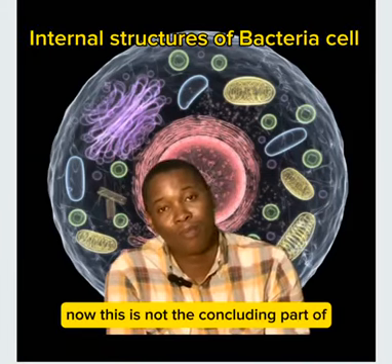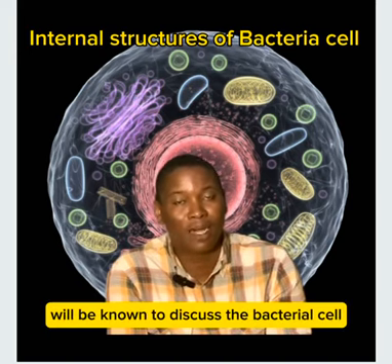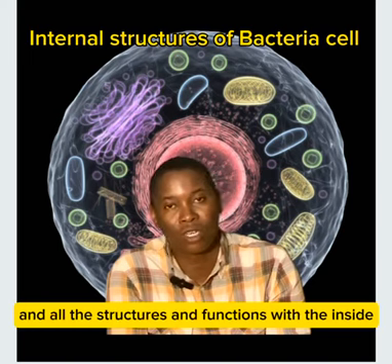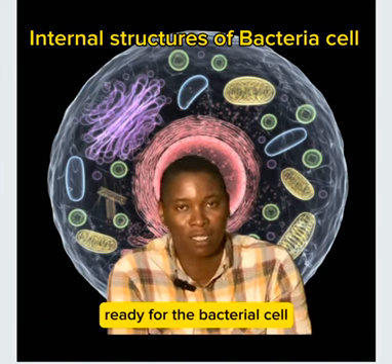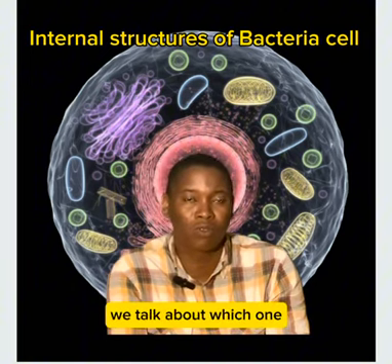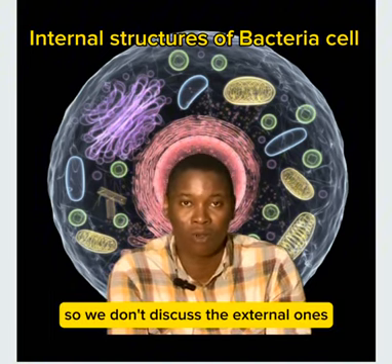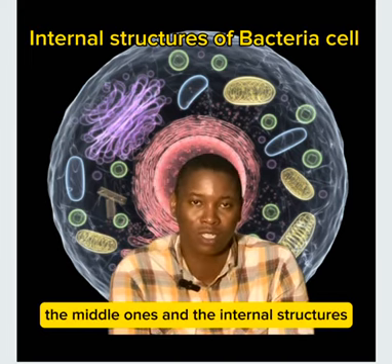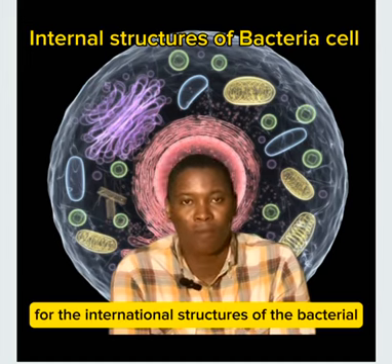Now, this is the concluding part of the three-part series where we've been discussing the bacterial cell and all the structures and functions of the different parts of the bacterial cell. In this third part, we'll talk about the internal structures of the bacterial cell. We've already discussed the external ones and the middle ones, and now the internal structures.